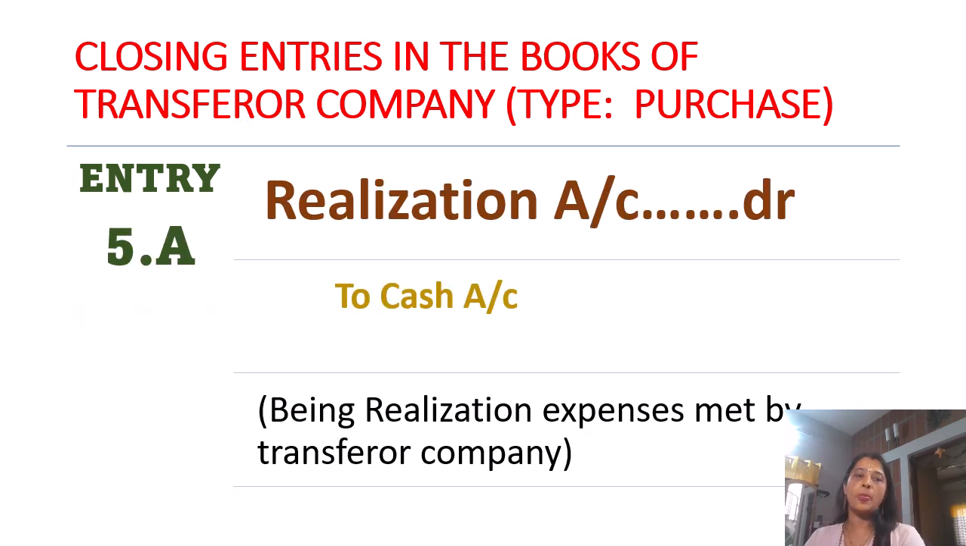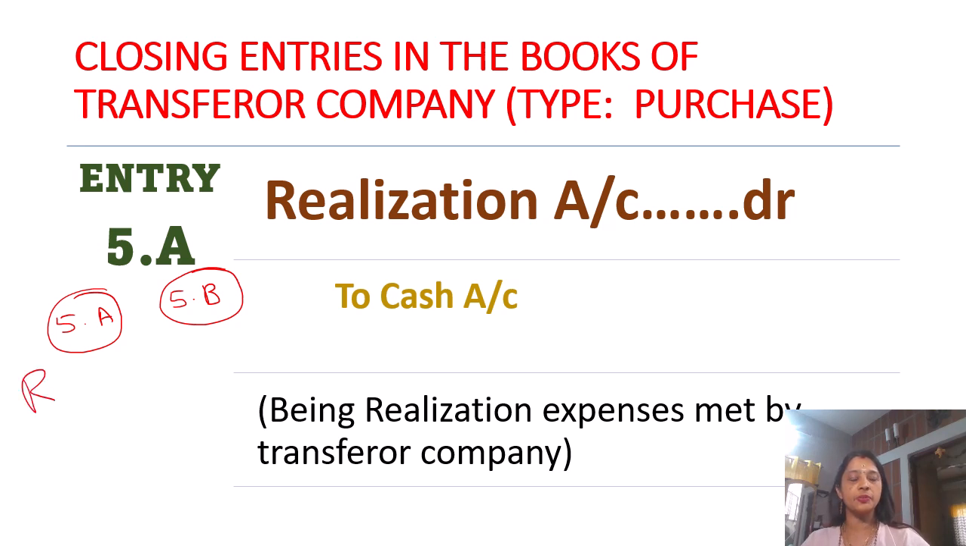Now the fifth one. We classify the fifth entry into two categories: 5A and 5B. Both of these are for realization expenses.